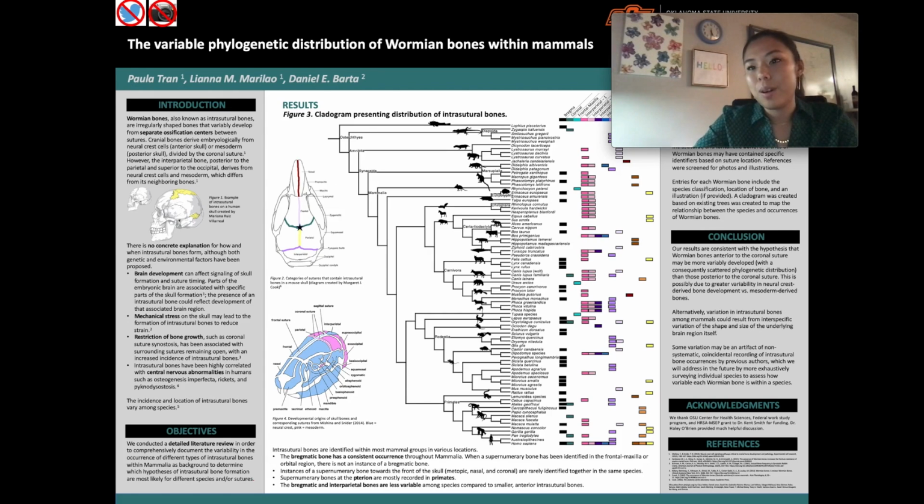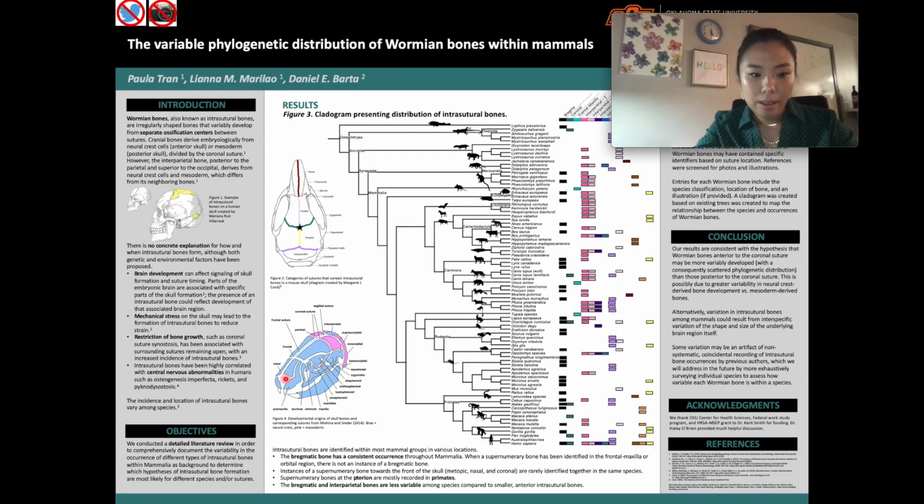Wormian bones, also known as intrasutral bones, are irregularly shaped bones that develop from different ossification centers. Cranial bones from the anterior skull are derived from neural crest cells, while the posterior skull is derived from the mesoderm. However, the interparietal bone, which is posterior to the parietal and superior to the occipital, is derived from both the neural crest cells and the mesoderm, differing from its neighboring bones.